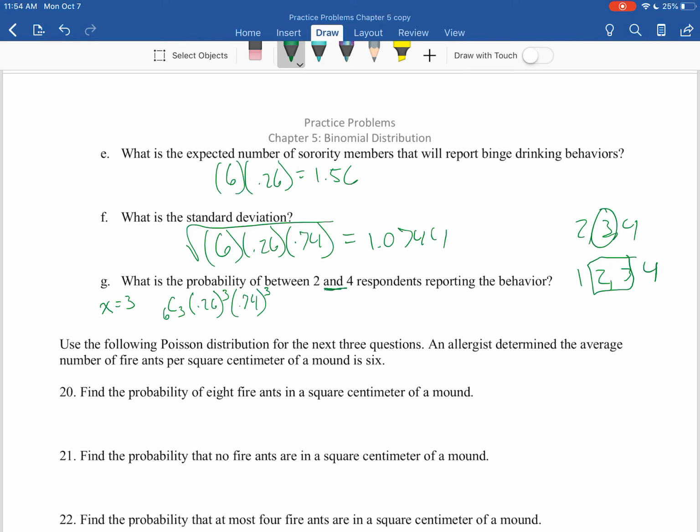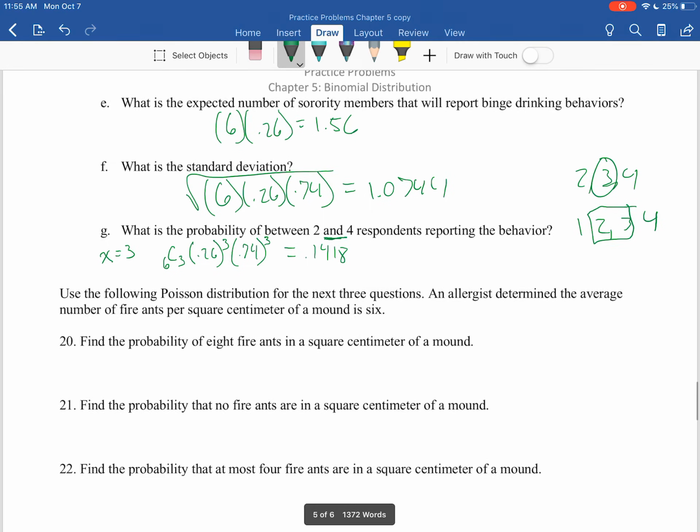If you're trying to do each section individually, that's fine too. If you put it all in the calculator together, make sure you have your parentheses in the right place. When you do this out, you should get a value that equals 0.1418, or about 14.18% was the probability of x equaling 3, or the probability between 2 and 4 respondents with this behavior.